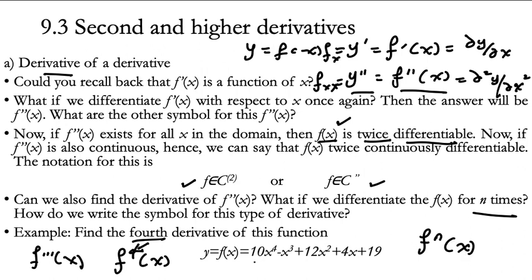Okay, now if you are given this function, try to find the fourth derivative for this function. So it means you have to differentiate it how many times? 4 times. Okay, so this task is very easy. I won't show it here now, but what does it mean if we can get the second derivative?